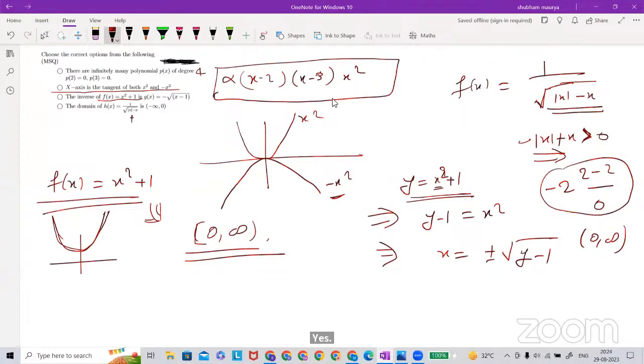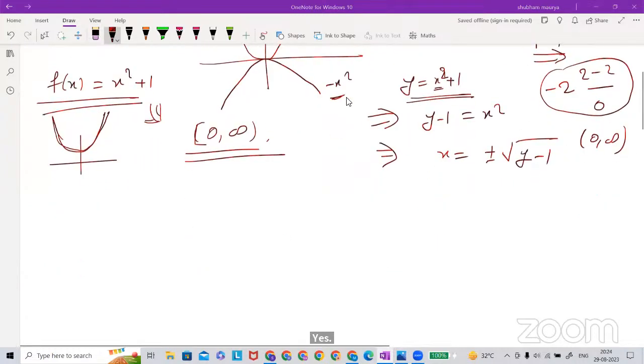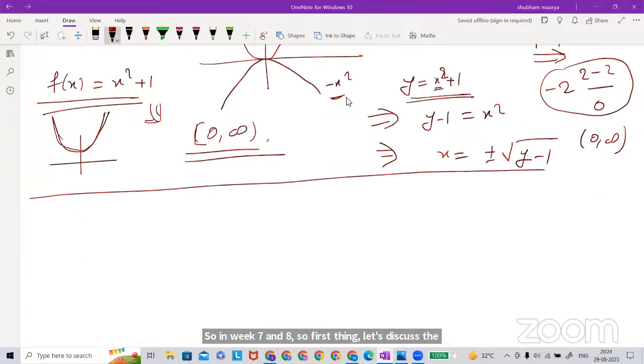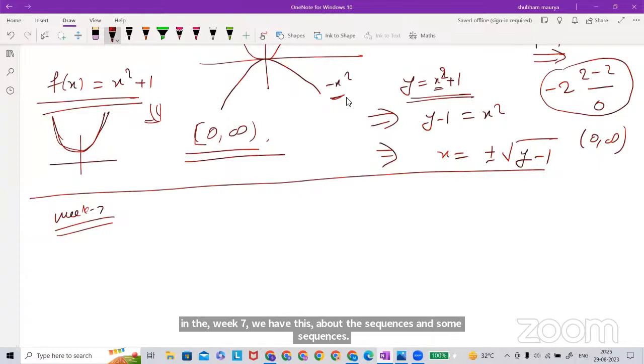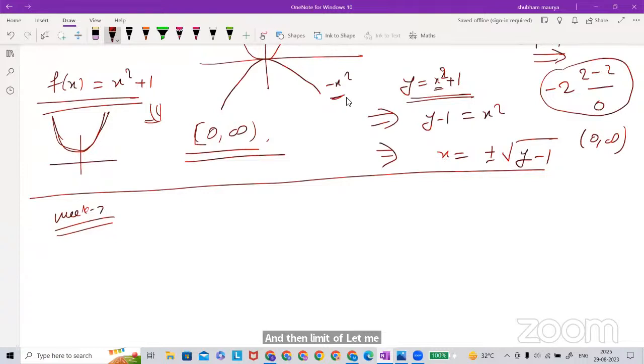Okay, so in week 7 and 8, first let's discuss the concept quickly. In week 7, we have the sequence of functions. So sequences, and then convergence and divergence, and then limit of the function. In week 7, we have sequences and subsequences, and then limit of a function, and some part on continuity is there.